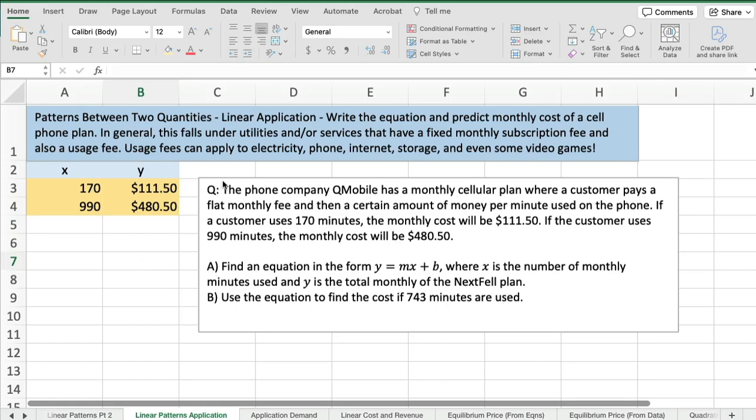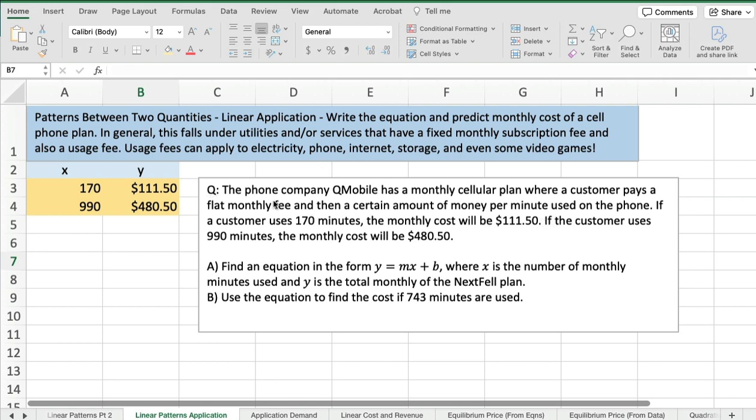We have another video that involves patterns between two quantities, linear applications. This application involves cost to a consumer of a good or service that involves a monthly subscription fee and also a usage fee per something. So in this case, we have a cell phone plan that involves a flat monthly fee, and then a certain amount of money per minute that is charged to the customer.